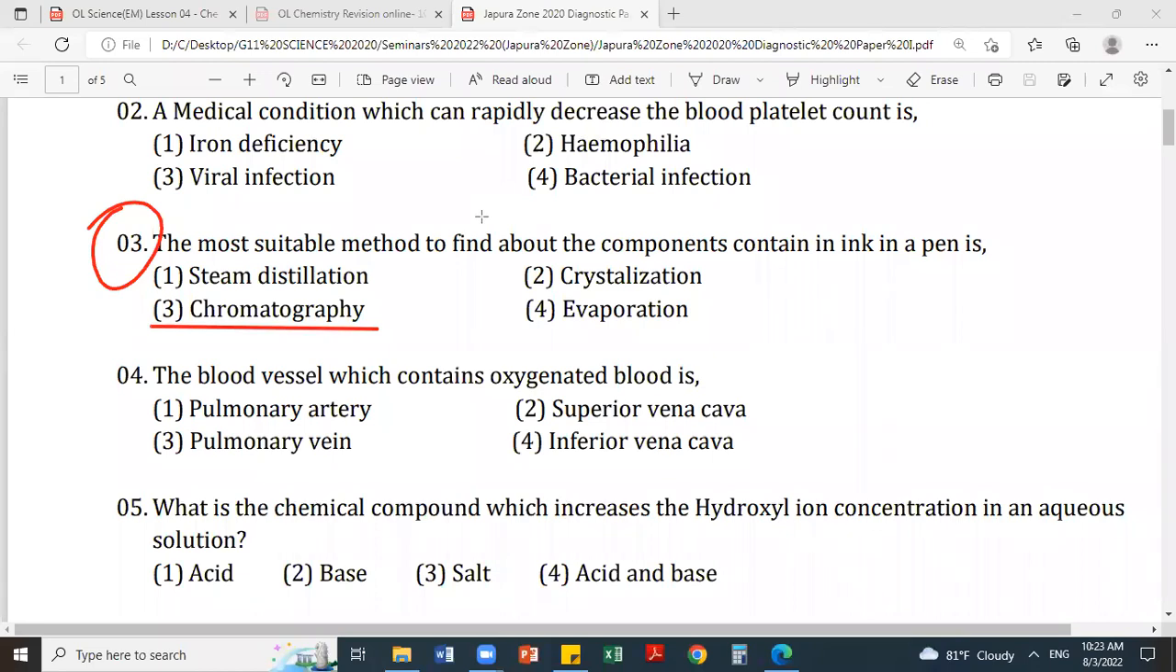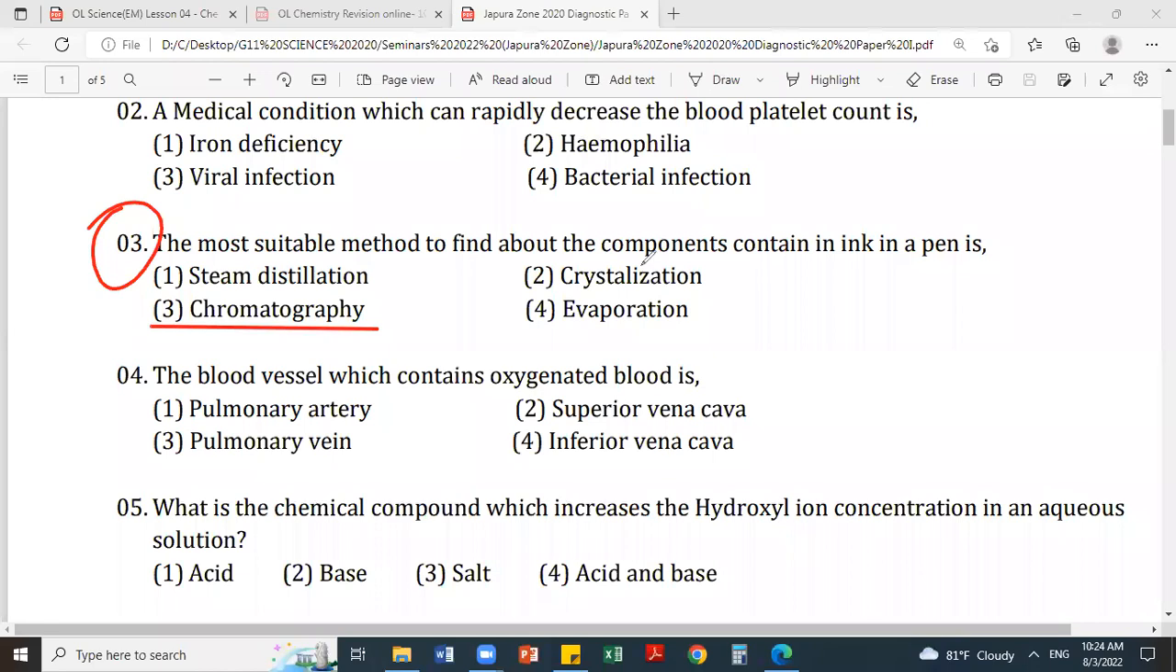Question number 4. The blood vessel which contains oxygenated blood. In your body, all the arteries contain oxygenated blood except the pulmonary artery. In our body, all the veins contain deoxygenated blood except the pulmonary vein. So remember, oxygenated blood is present in the pulmonary vein.